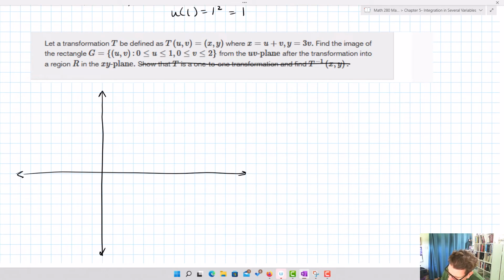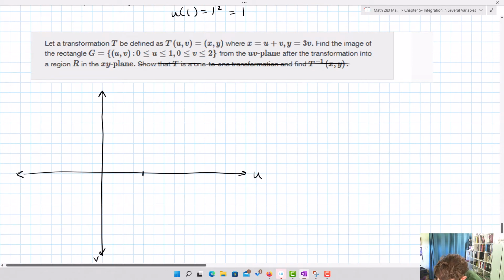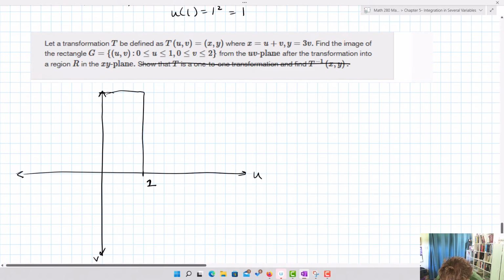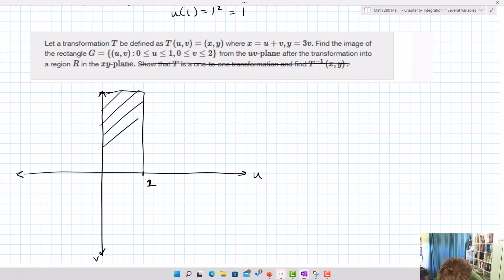So here's my U, here's my V. U is going to go from 0 to 1, so there's 0, and then we'll make that 1. And V is going to go from 0 to 2, so that goes up to there's 2. So this is my rectangular region right in here. That's what we're going to be looking to transform. I'm looking to transform that region.